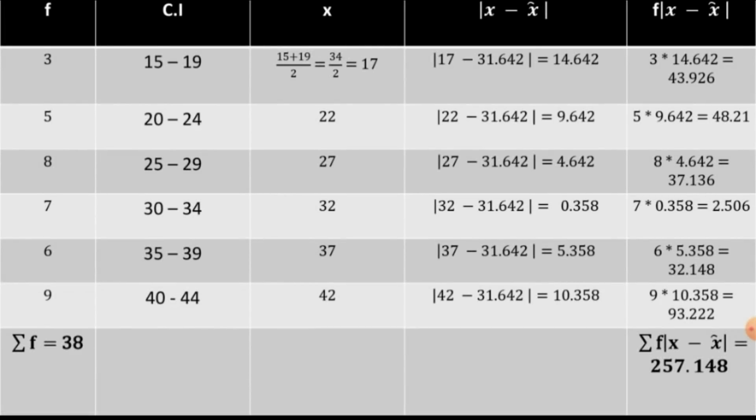So here we need to find out the midpoint. Student, frequency is given, class interval is here. Now this is the midpoint. How do we find out the value of midpoint? 15 plus 19 divided by 2, the answer is 34 upon 2, that is 17. 20 plus 24 divided by 2, 20 plus 24 is 44. 44 divided by 2 equals 22. In the same way you will calculate all the values of midpoint.